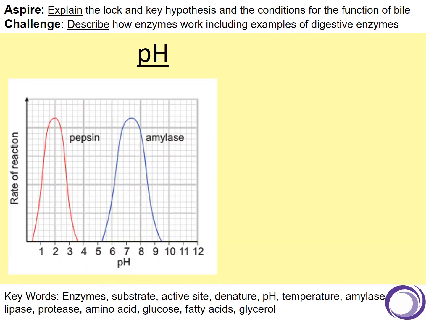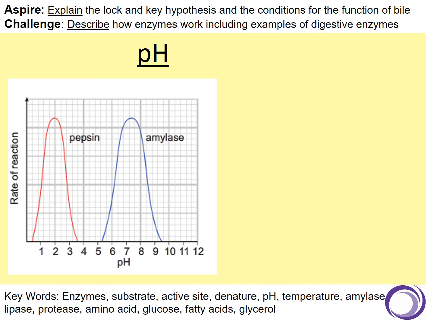So there's two bits. There is pH, and that is just talking about how acidic the environment is for the enzyme to work in. So these are two different types of enzymes, and pepsin is quite unique really, because pepsin works best in pH 2, so in a very acidic condition. Now where is that in your body? Well, it's in your stomach. So pepsin is found in your stomach. It's a protease enzyme, and it works really well in that low pH.